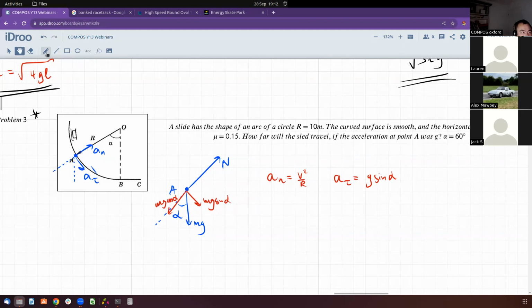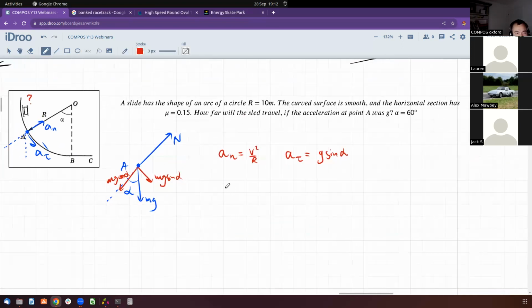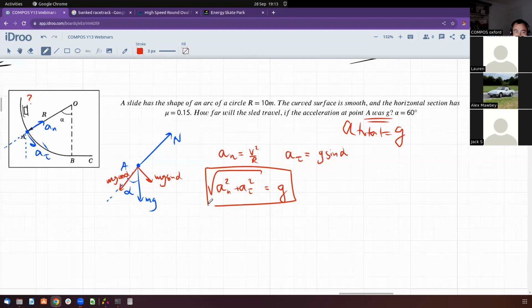We don't know the height from which it was released, and I don't think we need to know. So we know that a normal squared plus a tau squared is equal to g squared, because that's what is given. The acceleration is equal to g at point A. So that means the total acceleration is equal to g. This is what we're saying.